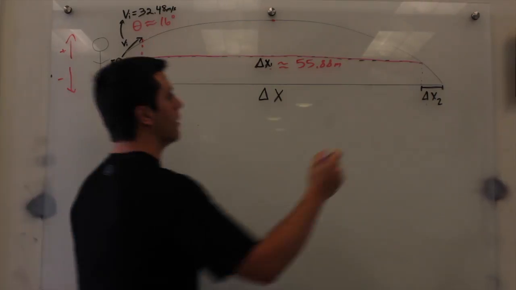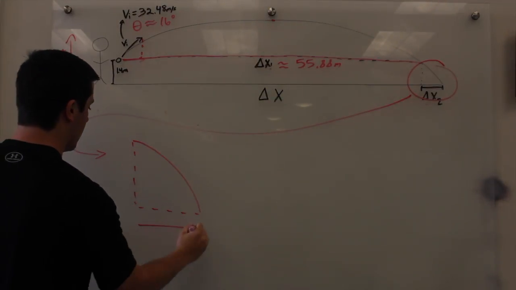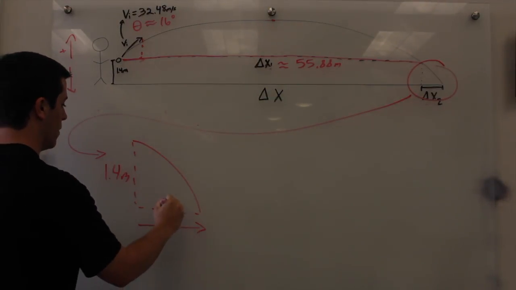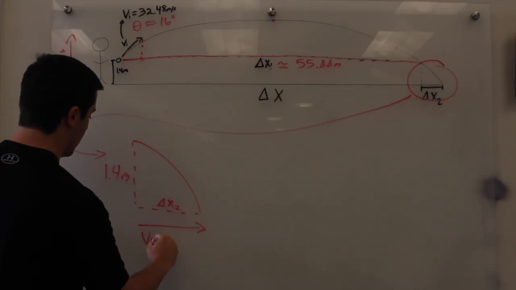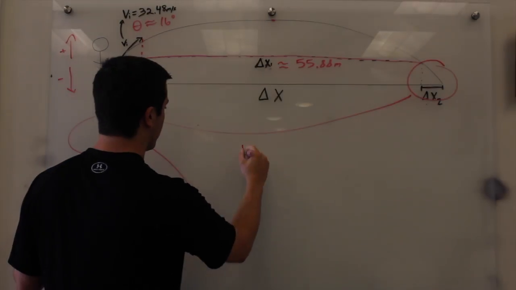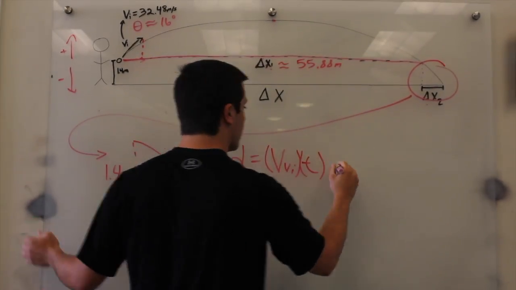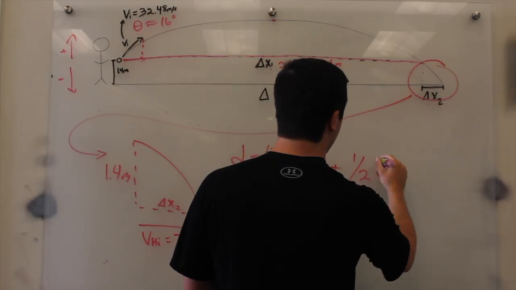Great. So now that we found x1, to find the total distance, we need to find x2. We're going to set up a triangle, but it's going to be the opposite of what we used to find the initial components of vertical and horizontal velocity. Now we're going to use the vertical distance and the vertical velocity to find the amount of time it takes for the ball to hit the ground.